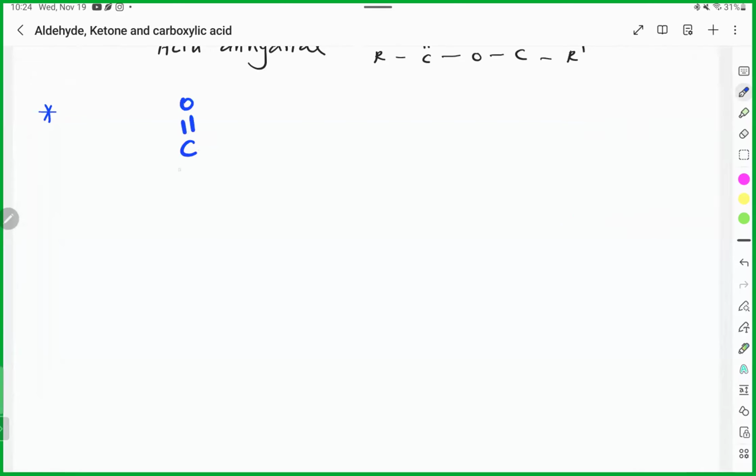If you see this carbonyl group, what is the hybridization of carbon? sp2, because of the double bond. What should be the bond angle? In sp2 the bond angle is 120. If you have sp hybridization, then it's 180.